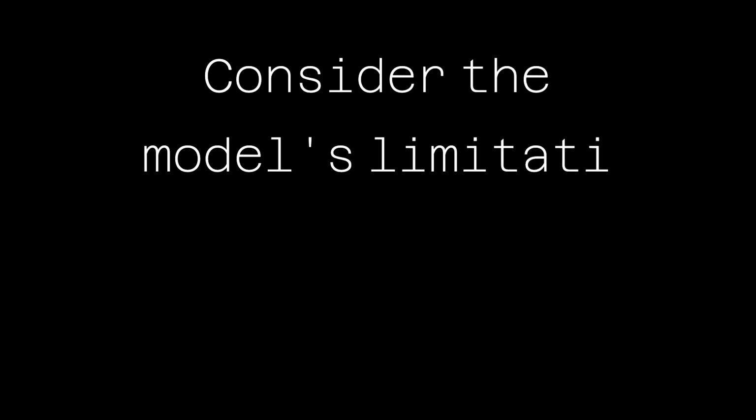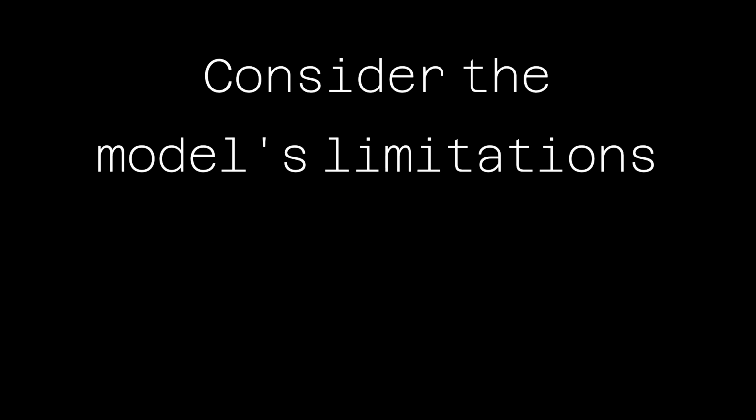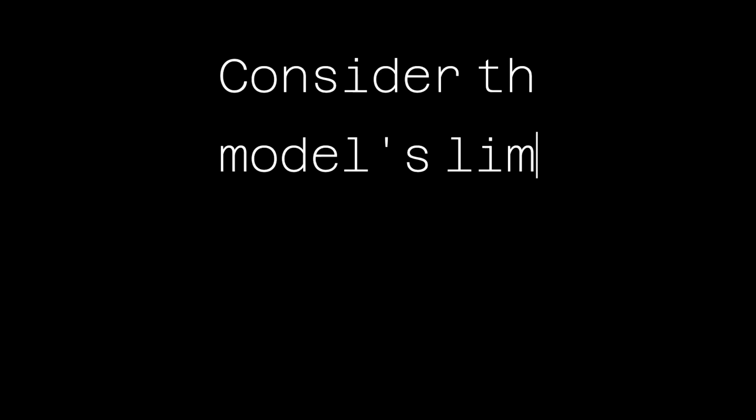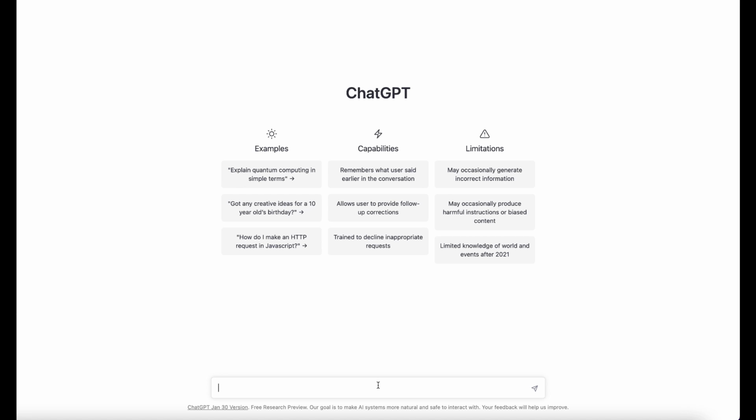Consider the model's limitations. Keep in mind that the model has limitations, and it may not always be able to generate exactly what you want. Be open to unexpected results, and be willing to iterate and refine your prompts until you get the results you want. Experiment. Try different combinations of words and descriptive terms to see what works best for you. Don't be afraid to get creative and think outside the box. By following these tips, you can create effective prompts that result in high-quality images generated by AI.